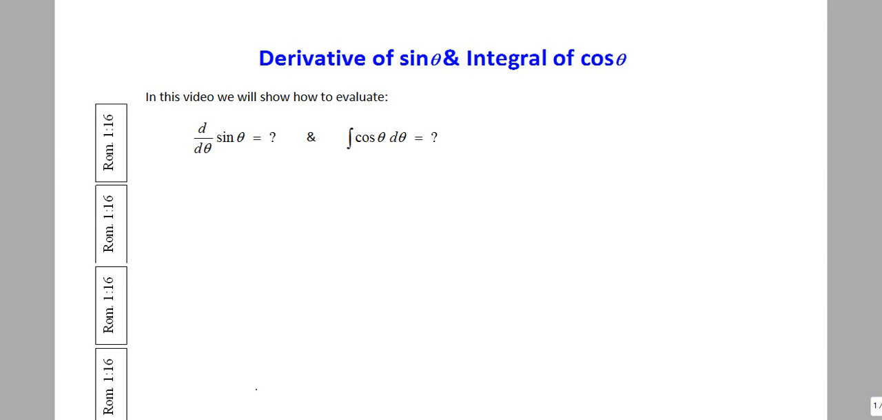Welcome. In this video, we are going to show a couple of things. First, we will demonstrate what the derivative of sine of theta is. I think every one of us knows what that is anyway, but we'll pretend we don't know that, and so we will fall back on the classical definition of the derivative to accomplish that task.